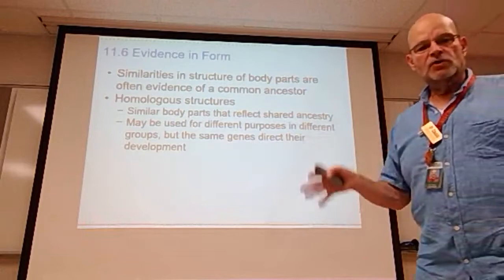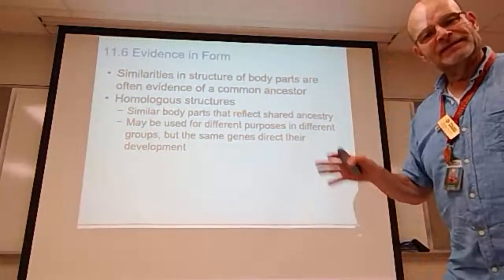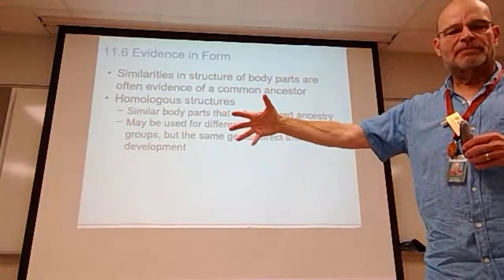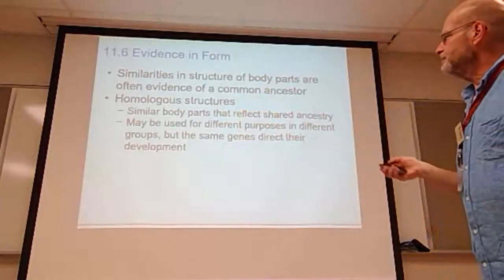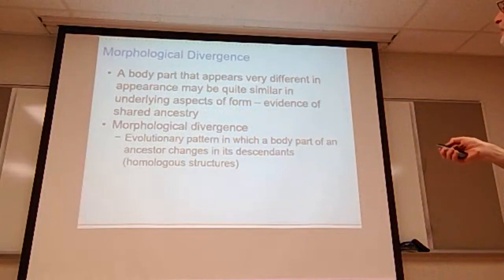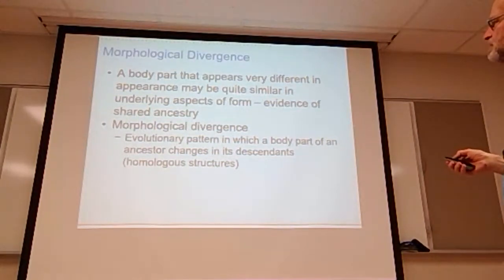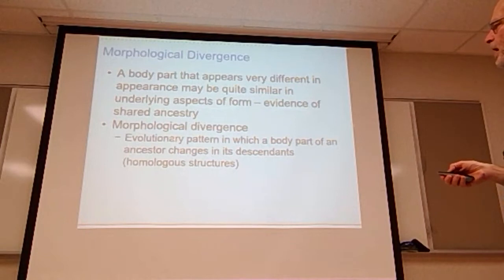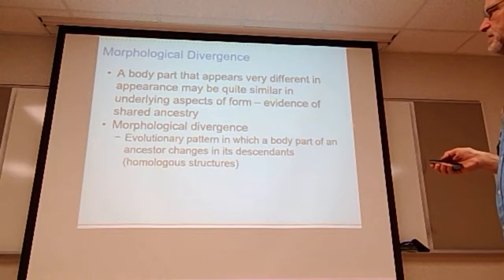And the example they usually show for this, and I'm going to say this and then flip the slide, and it's not going to be that, but it's usually the front or top limb of vertebrates. A body part that appears very different in appearance, but may be quite similar in underlying aspect of form. Again, they appear different, but they may be similar in underlying aspects, evidence of a shared ancestry. Morphological divergence is where patterns of evolution of a body part changes with its descendants.